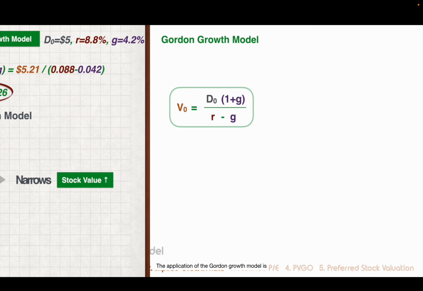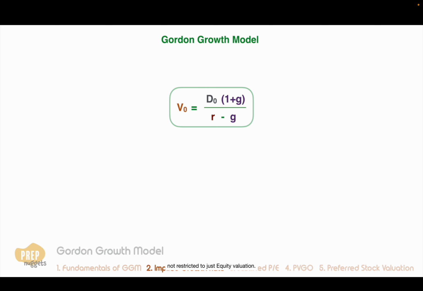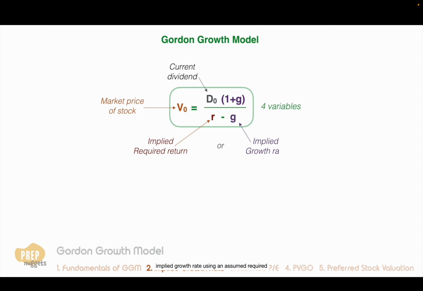The application of the Gordon Growth Model is not restricted to just equity valuation. As the model includes 4 variables, if we know any 3 of them, we can solve for the 4th. In practice, we can typically observe the price and current dividend for a publicly traded stock. Consequently, we can either work out the implied required return using an assumed growth rate, or the implied growth rate using an assumed required return.